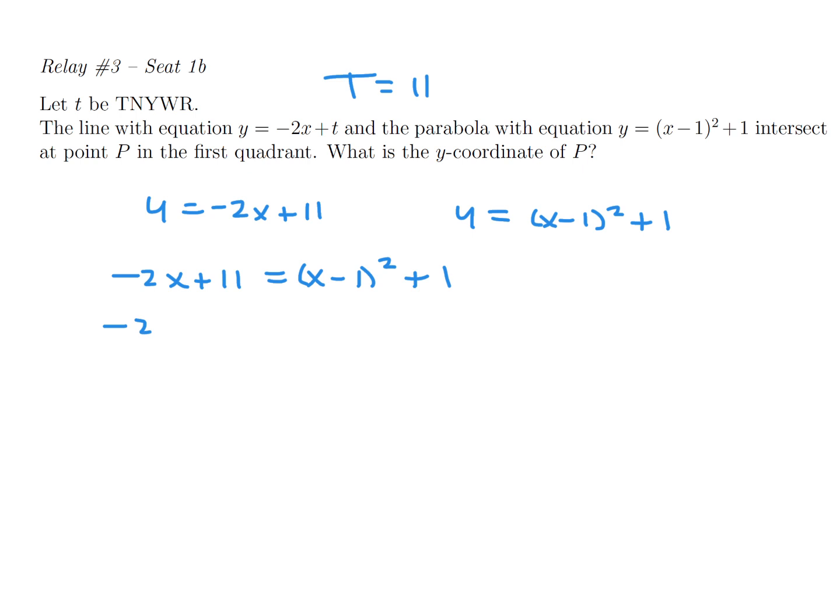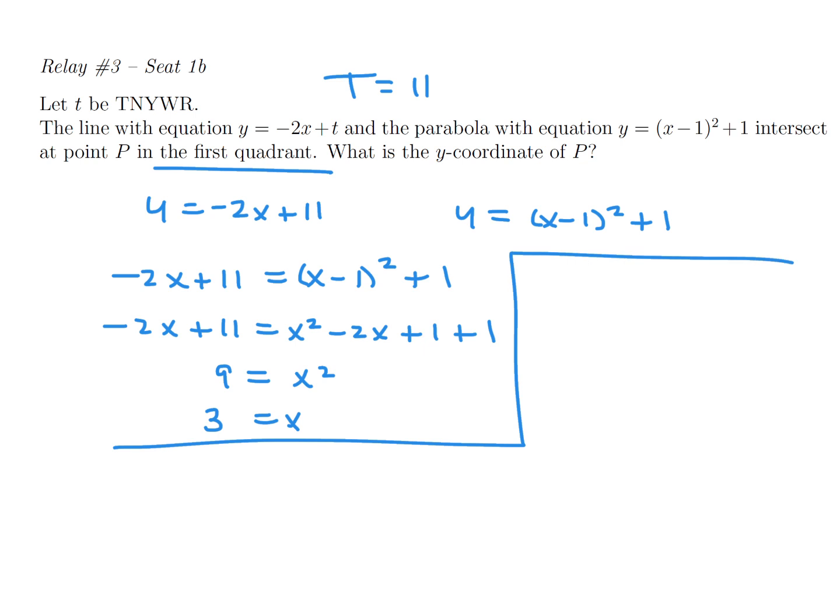And then expand this, of course. So that's going to be x squared minus 2x plus 1 plus 1. So that would be, let's see here, 9 is equal to x squared. Oh, okay, so x is equal to plus or minus 3. But since it's in the first quadrant, it's going to be positive 3.